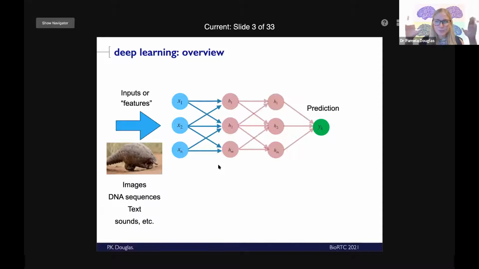Just a broad picture of what's happening with deep learning is essentially we put a variety of images or any sort of feature into a model. Convolutional deep learning neural networks do very well with images as inputs, but you can also put in DNA sequences, text, social media data, sounds, any sort of input.